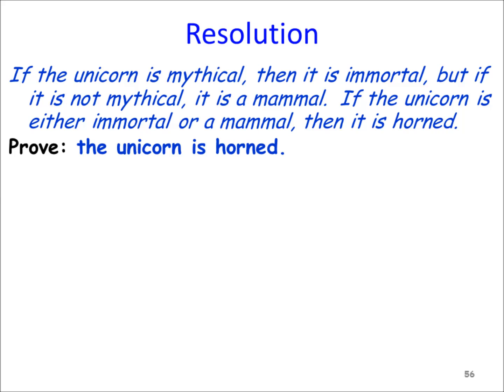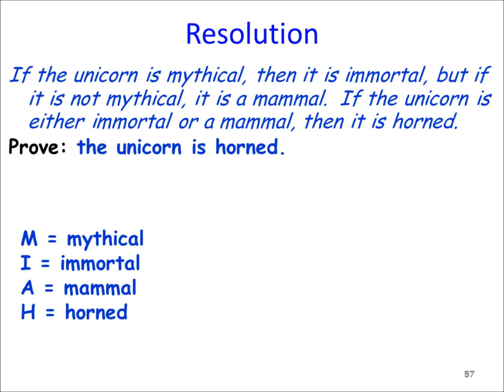So the first step of starting to answer these questions is to create symbols, right? So let us create symbols. So what should we create a symbol for? Mythical M, immortal I, mammal A, and horned H. Okay, what do we know in our knowledge base? Mythical implies immortal. Represented as a clause, it is not M or I. Not M implies A, that means M or A, and so on. We got these. This is my knowledge base. Now the query is I have to prove H.